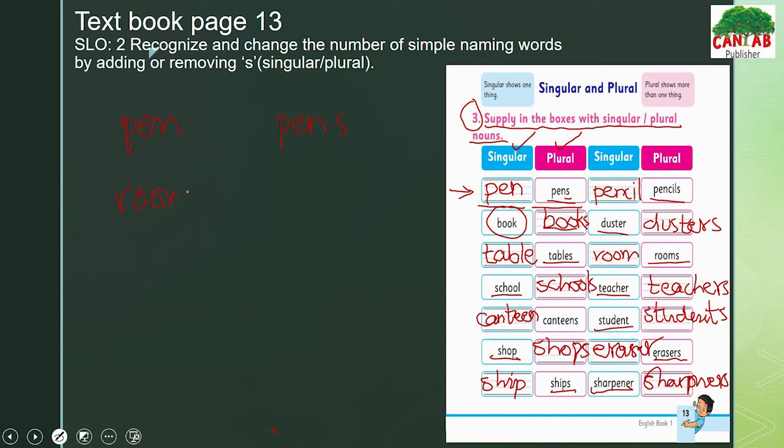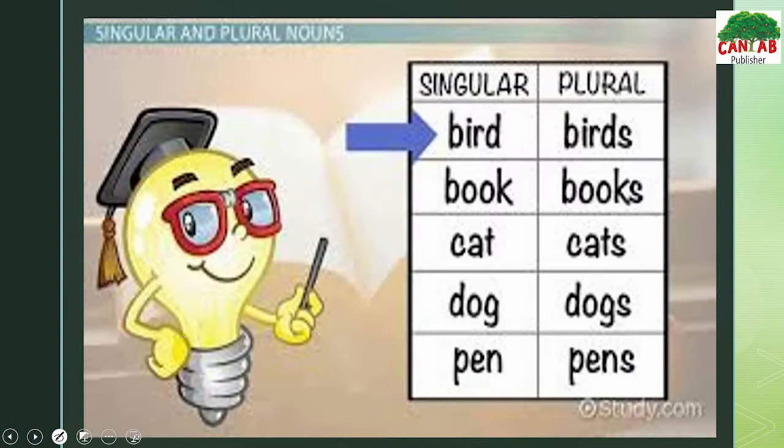Room, rooms, shops, shop, ships, ship. Once you're done with this page, let's move on to the next one. And let's see what's coming up next.